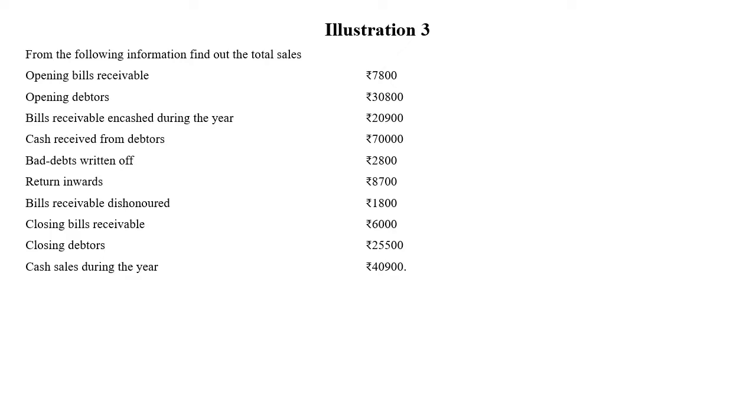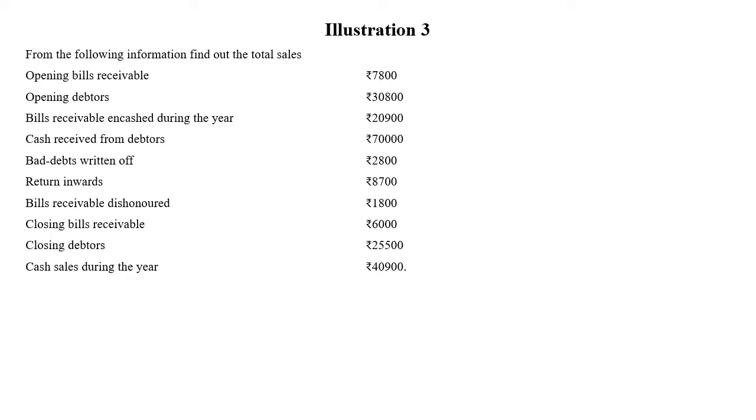So how to find credit sale? By preparing debtors account, you can find credit sale. Because the debtor information is given, you can find the credit sale. But along with the debtor information, they have given the opening and closing balance of bills receivable, and some transactions that affect the bills receivable. That is connected with the bills receivable, so you have to prepare the bills receivable account. If they give the opening and closing balance, you have to prepare that ledger account.